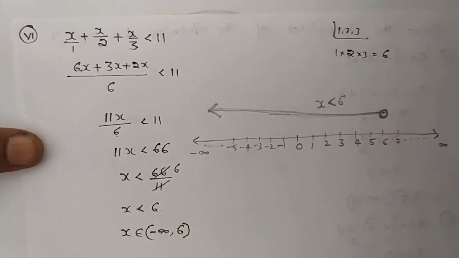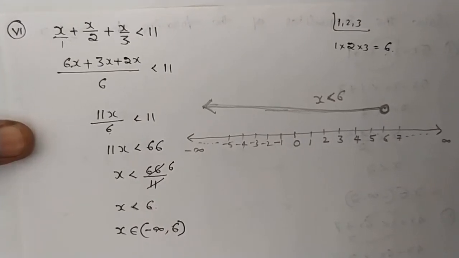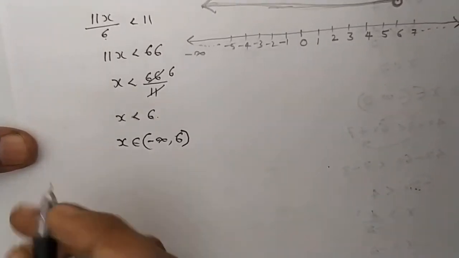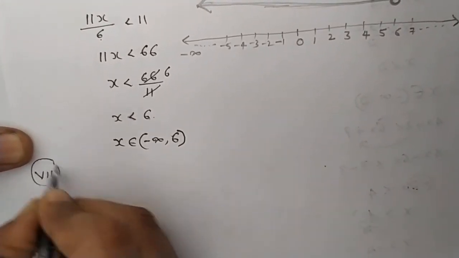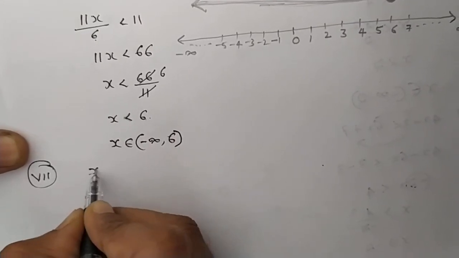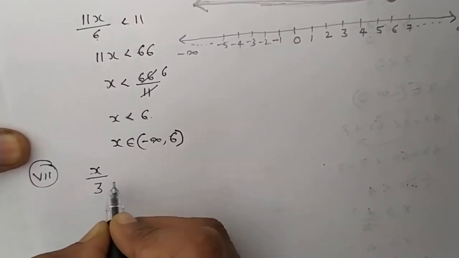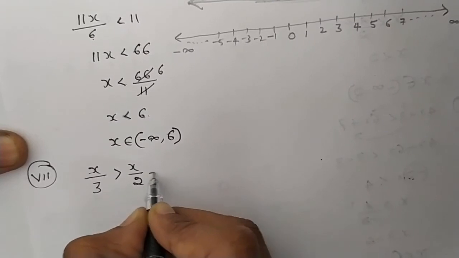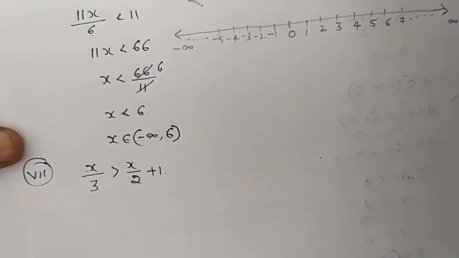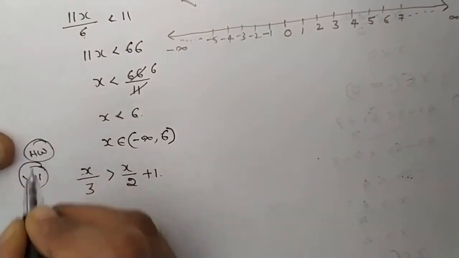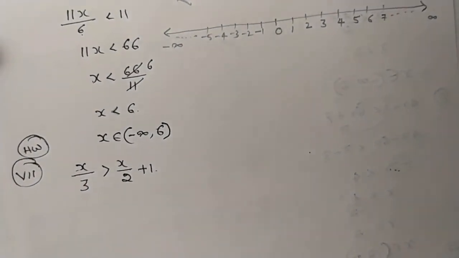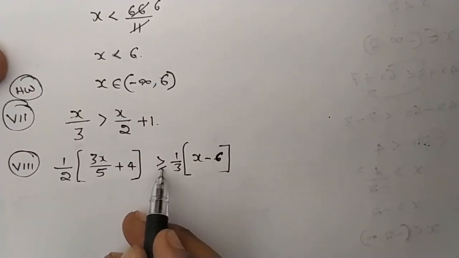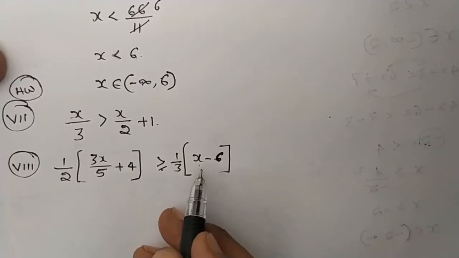Now write it down in your notebook. You can take a screenshot or pause the video, then you can note it down. Now one more question will be homework. 7th question. Many questions are there in your exercise 6.1. X by 3 is greater than x by 2 plus 1. It is the one homework for you, right? Next question, 8th question. 1 by 2 into 3x by 5 plus 4 is greater than or equals to 1 by 3 into x minus 6.